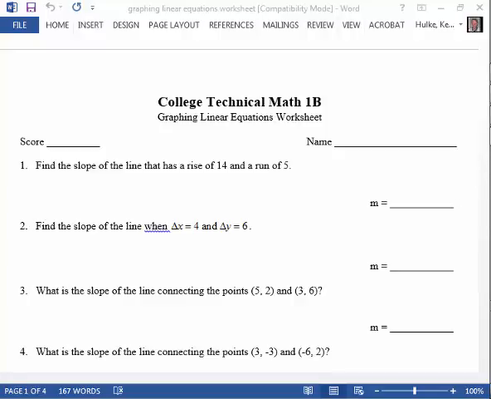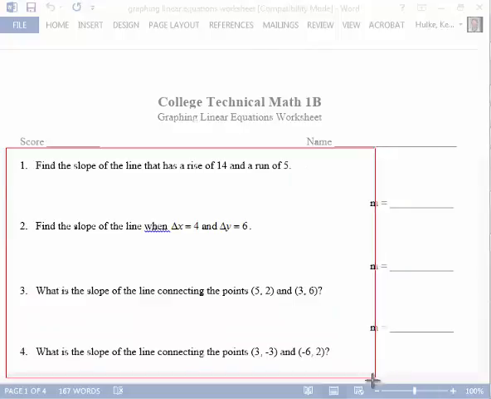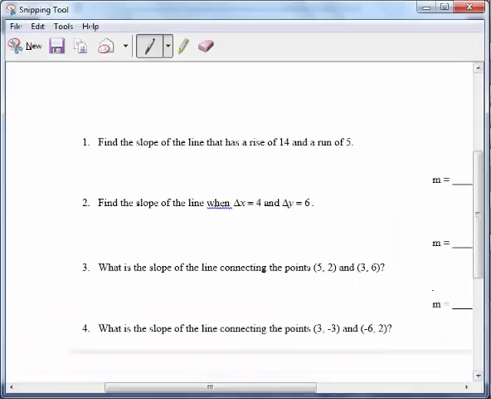These first questions in the review deal with finding the slope. So let's do some of them, and I think we can do these first four together.